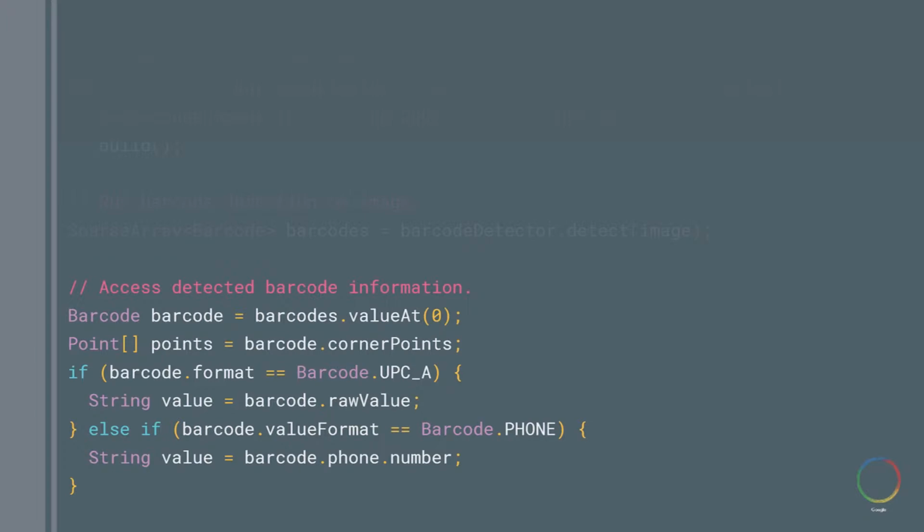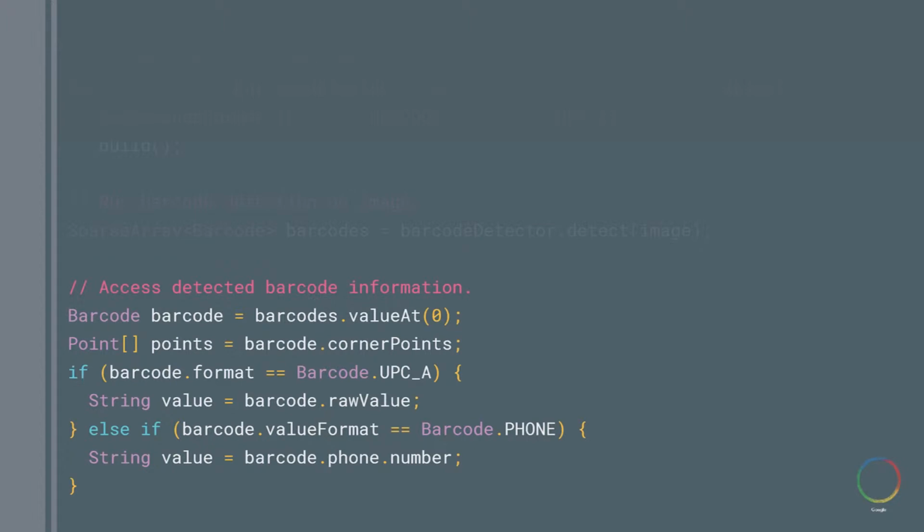What is the raw value decoded inside this barcode? For 2D barcodes, it can contain structured data. In this example, we're using phone, but you also have contacts, business card, and a lot of other types. So you want to check it, and then once you check it, you can access more detailed information.